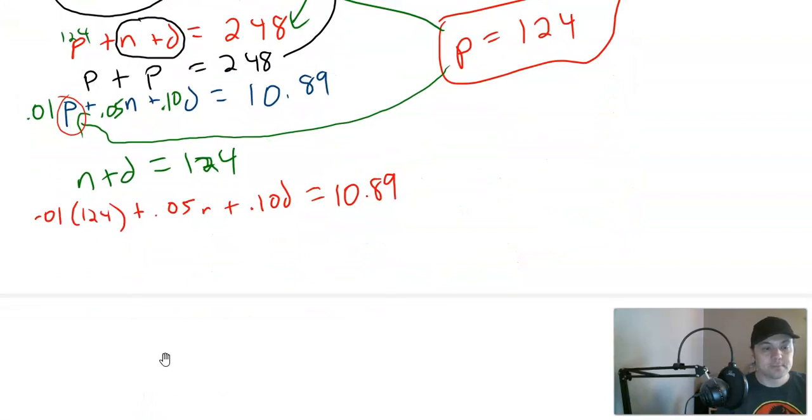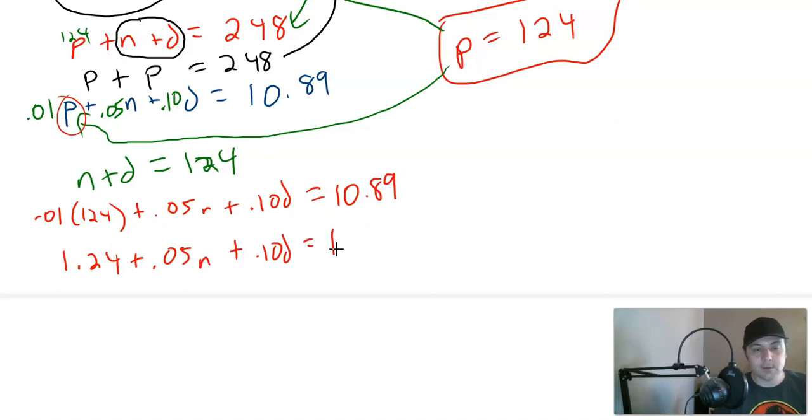All right. And then I'm going to simplify this. So let's put this equation on pause for a minute and deal with this equation. If I have 124 pennies, what do I have? I have $1.24, right? So again, by multiplying it by 0.01, we get the value of those pennies, plus 0.05N plus 0.10D equals $10.89. I'll subtract the $1.24 to the other side.